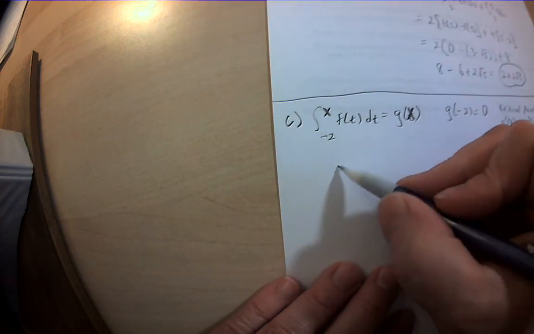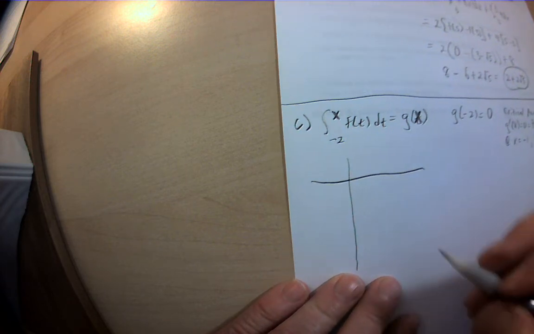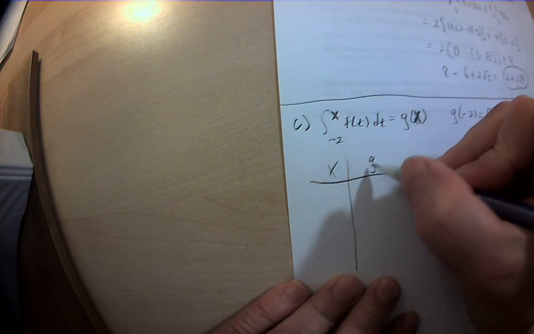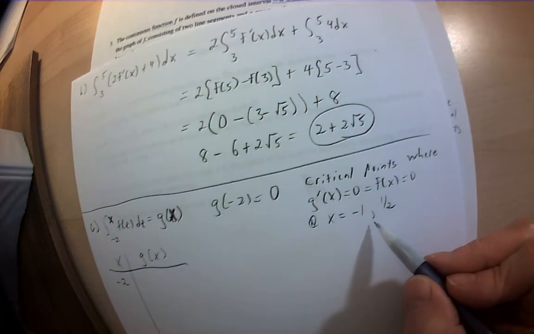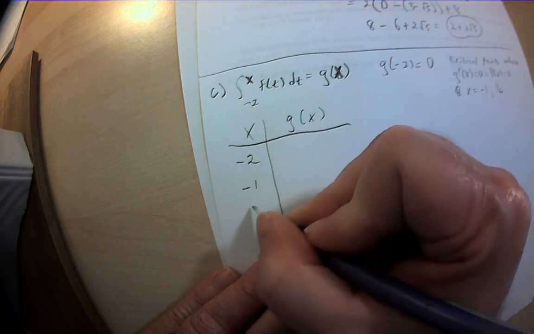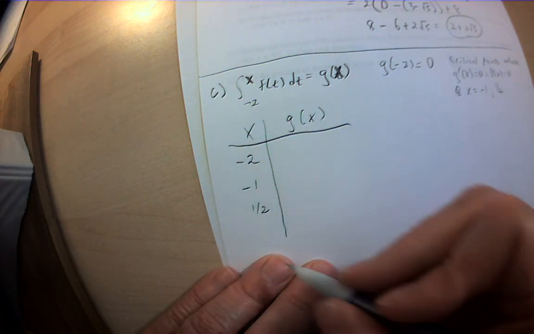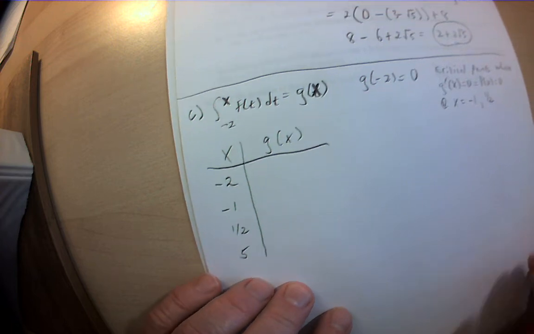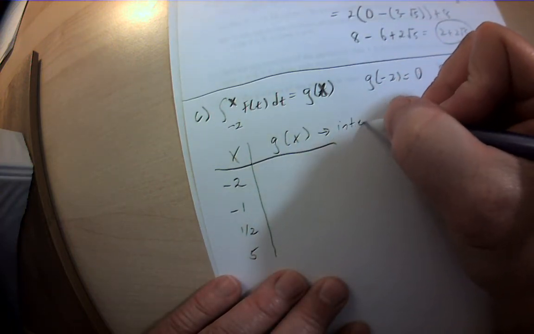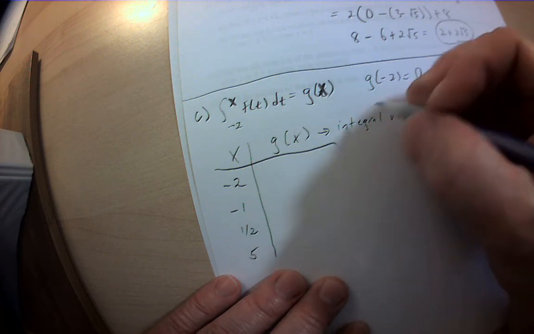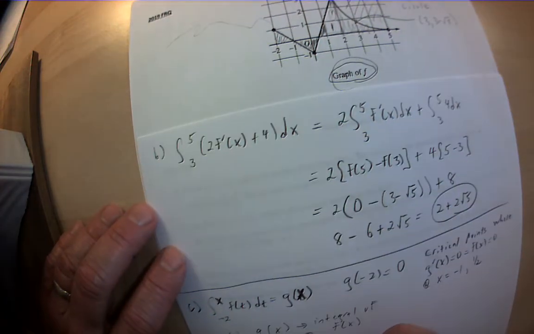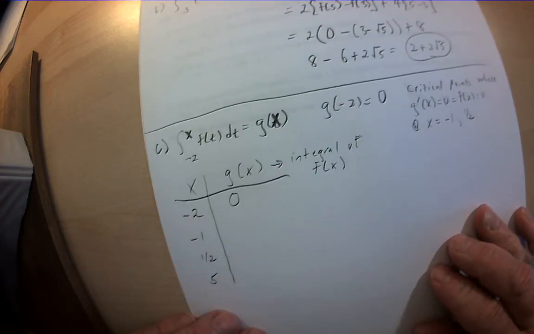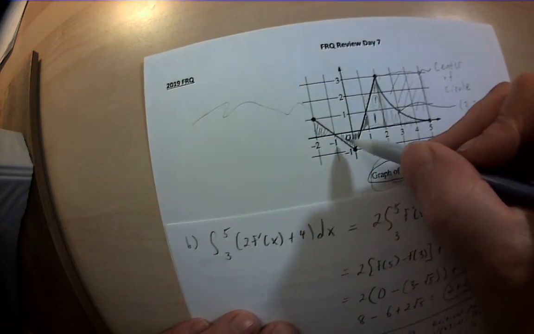So guys, now what I need to do is evaluate g of x at the endpoints. So one endpoint's -2. At the critical points, -1.5, and the other endpoint, which is 5. Okay? So again, g of x is the integral of f of x. Okay, it's the integral of that curve. It's the area under this curve. So that's 0. G of -2 is 0. That's my start point.